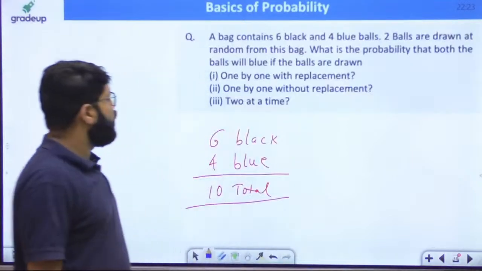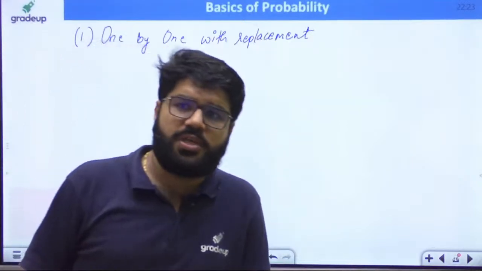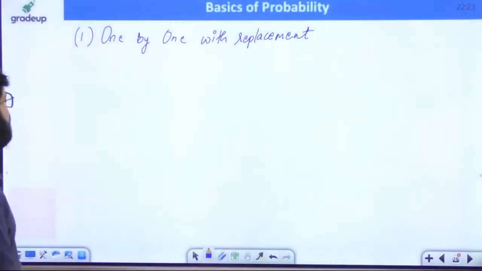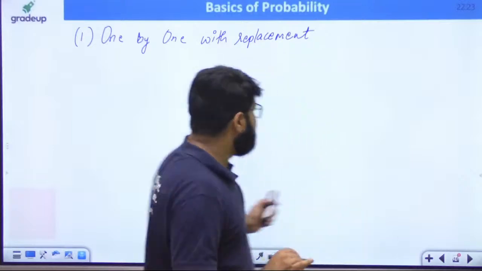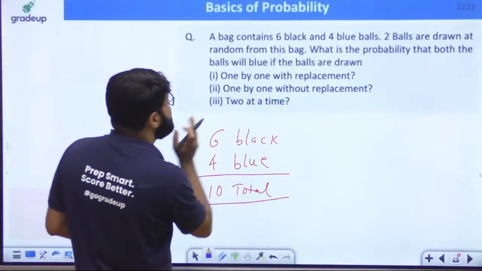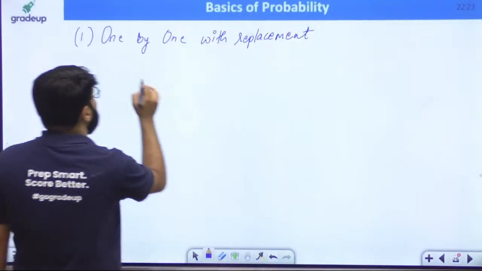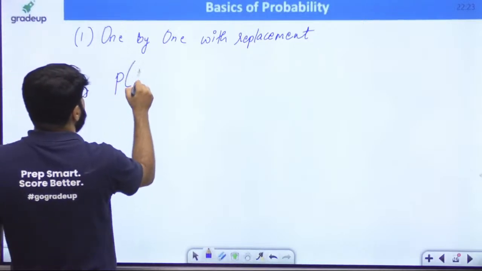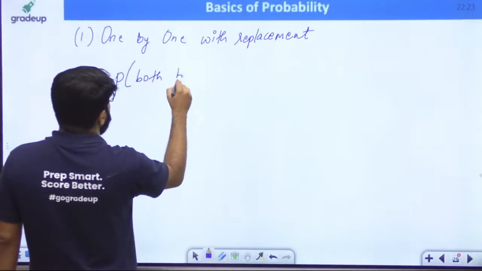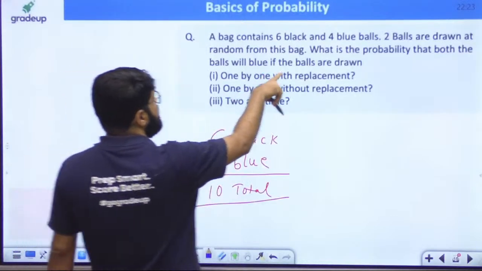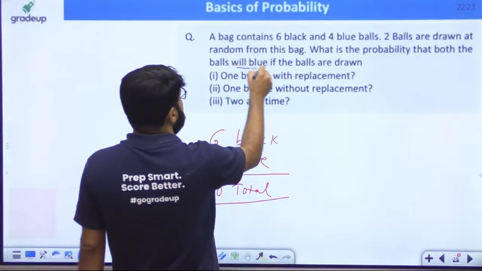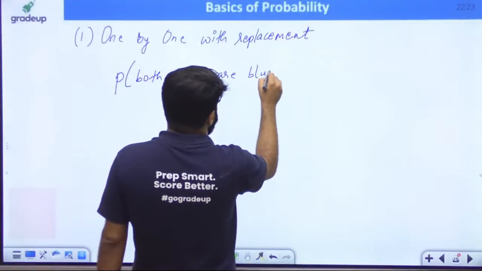If the balls are drawn one by one with replacement, then what to do? Now, what is the meaning of with replacement? Let us just understand with this question. How many balls are drawn? Two balls are drawn. You need the probability that both the balls are blue.